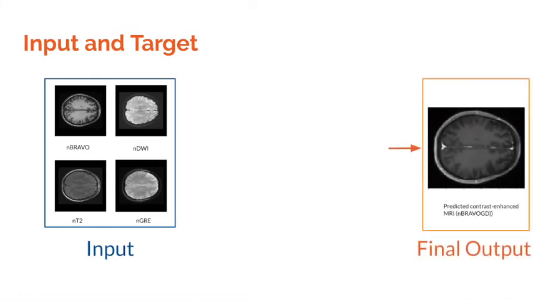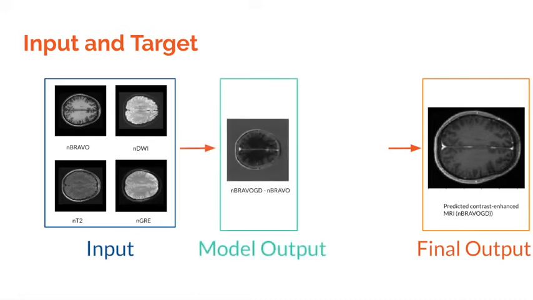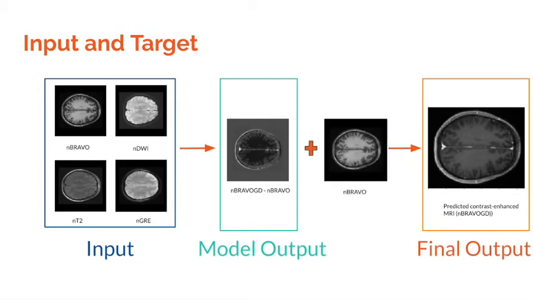And to get to the final predicted contrast enhanced MRI, which is also called mBravo GD, the GD stands for gadolinium, we are adding an intermediate step in there. Our model first tries to predict the residual between the contrast enhanced MRI and the non-enhanced MRI. And we add this residual to the original non-enhanced image to arrive at the final contrast enhanced MRI.